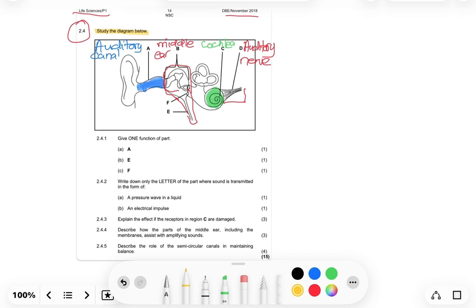Part F is this one. Maybe let's use blue, which is a bit clear. Right, this is the part. That's part E. We're going to call it the round window. It is round in shape, so it is known as the round window. All right, then part E is representing this whole tube, and this whole tube is called the eustachian tube.